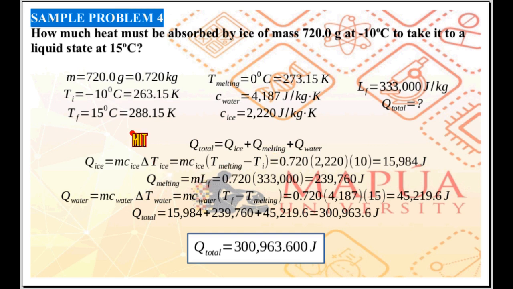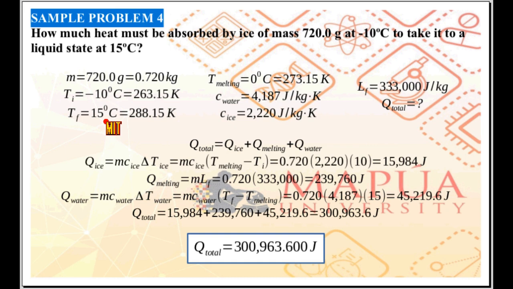Next, we look for Q melting. Q melting, heat associated with melting is simply positive MLF. So Q melting is equal to MLF, mass of the ice and heat of fusion of the ice. We know these values, thus we are able to calculate the Q melting of the ice, 239,760 joules.